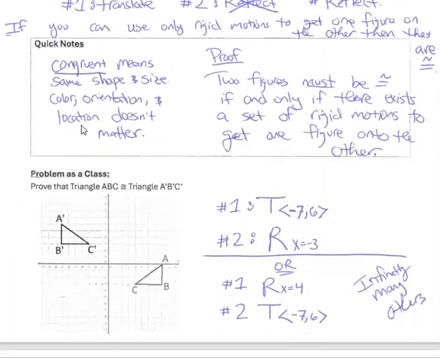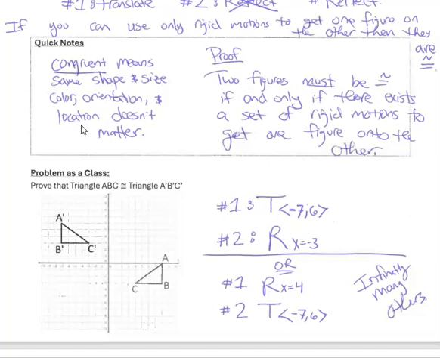Now our quick notes: congruent means same shape and size; color, orientation, and location don't matter. Now this is our first interaction with the idea of a proof. We're trying to prove that two figures are congruent, and one of those ways is by using rigid motions. Two figures must be congruent if and only if there exists a set of rigid motions to get one figure onto the other figure. Okay, so if you're able to do rotations, translations, and reflections and get one figure on top of the other, then they must be congruent.